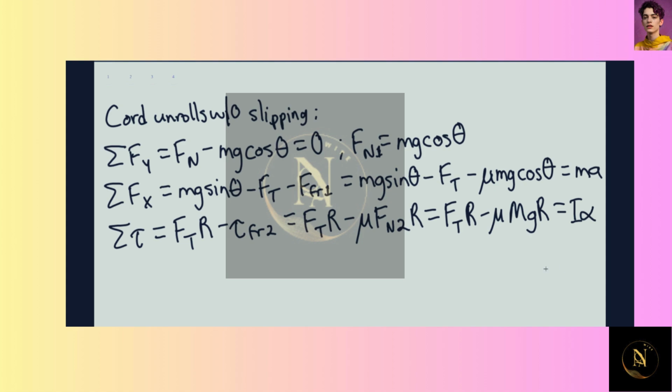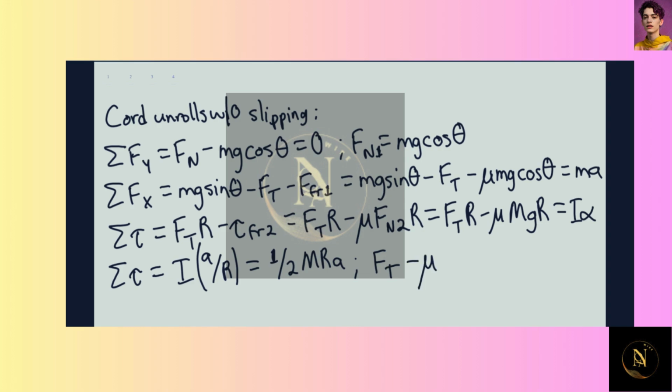We can say that the net torque is also equal to the moment of inertia times the tangential acceleration divided by the radius, and then this would be equal to simply 1/2 mr a, the tangential acceleration. So we can say that the force tension minus the coefficient of friction times mg would be equal to 1/2 times ma.